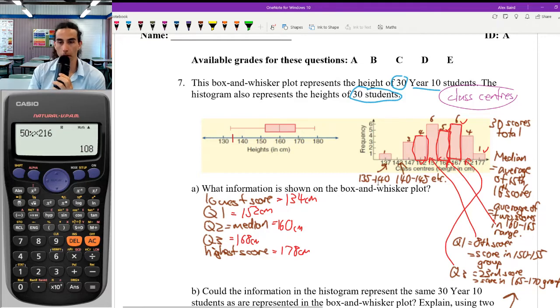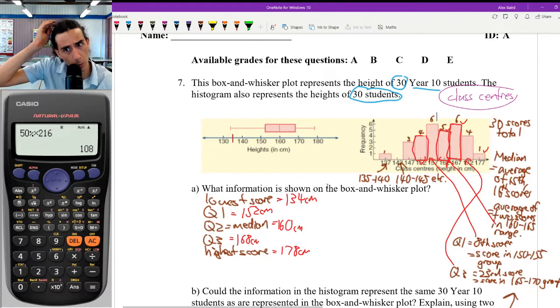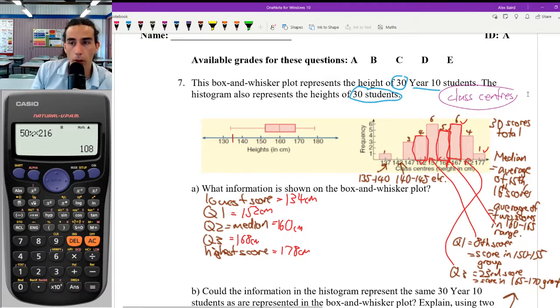They just took the middle, 137.5, and then for some reason rounded it down. They just left off the 0.5. It's a little bit unclear there. They should really provide more information. Because we have these class centers, you don't know exactly what the median is, what Q1 is, what Q3 is. You can't say that, but you can work out roughly.